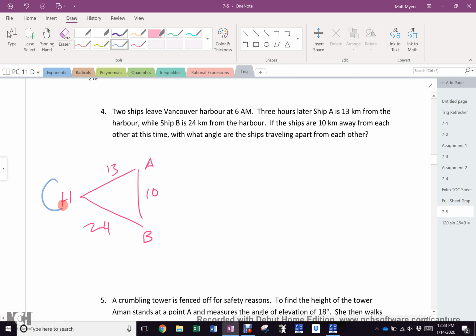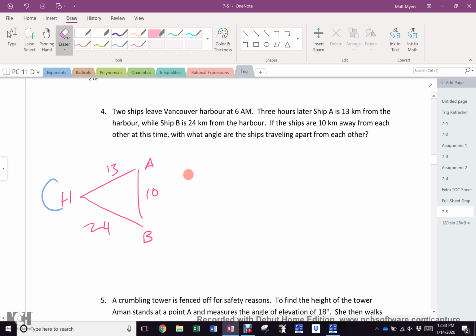And kids would do the work, and they would end up with 650 over 624. And they would say, well, cos C would equal that. Isn't that more than 1? Yeah. Cos is never allowed to be more than 1. And kids wouldn't circle D. They wouldn't say it was an impossible triangle.